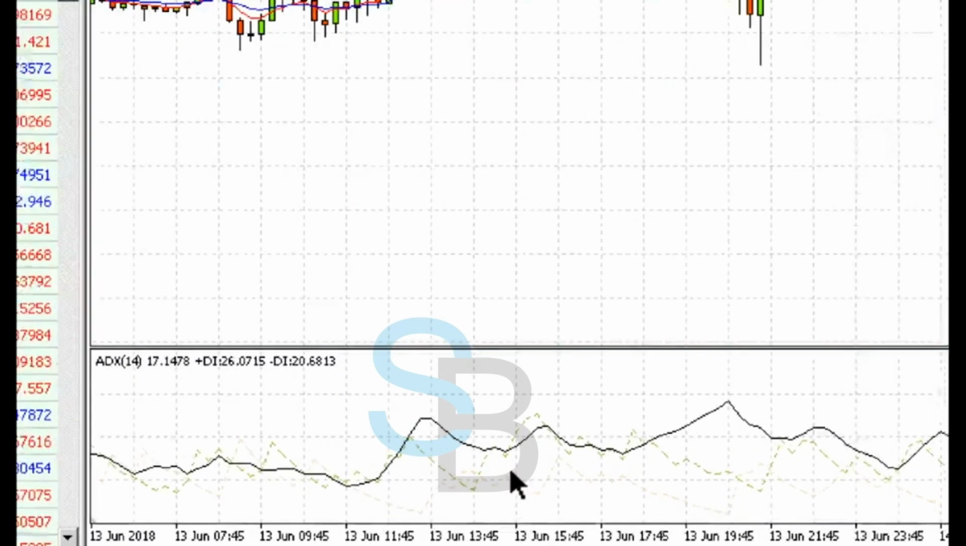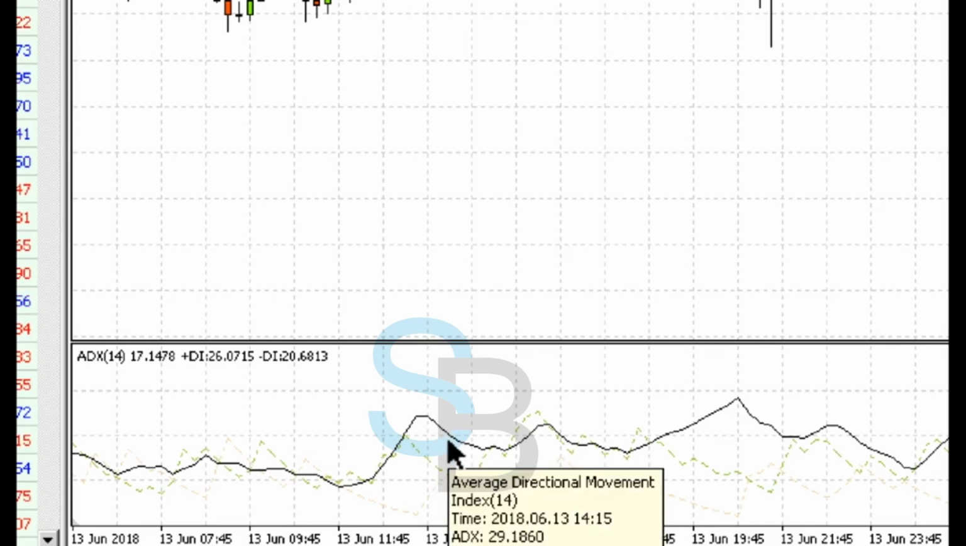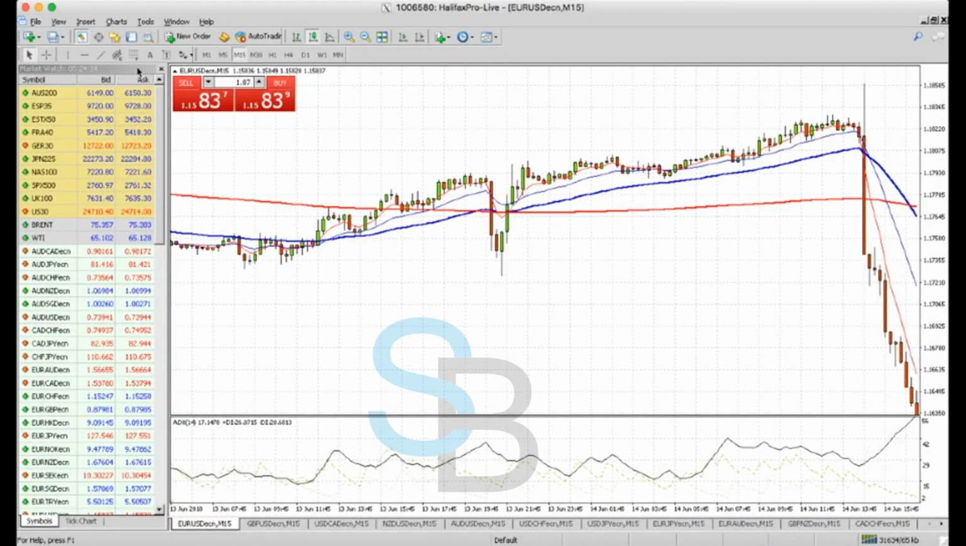I know you can see actually 3 lines. There's this brown line, there's a green line, and there's a black line. I'm only interested in the black line, which is the ADX, the average directional movement index. Okay, and simply all I want to do is this.